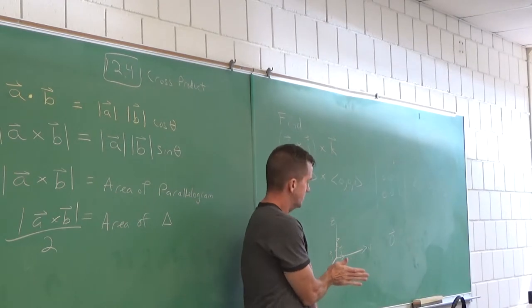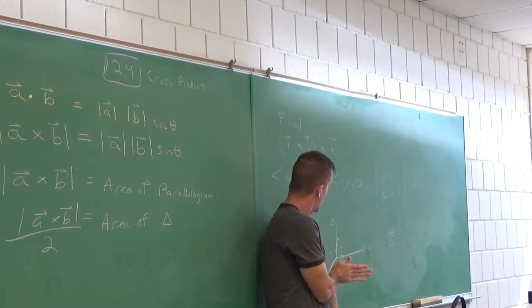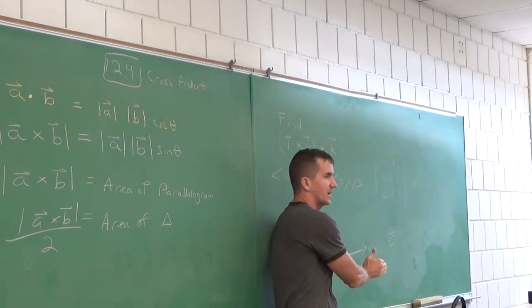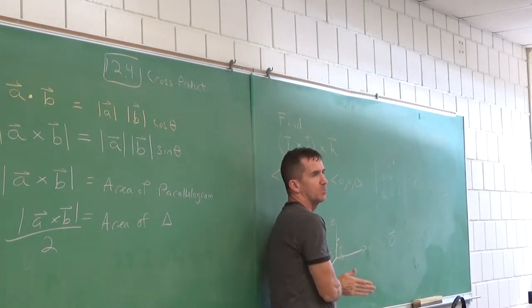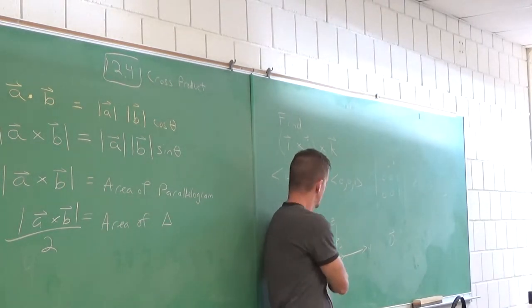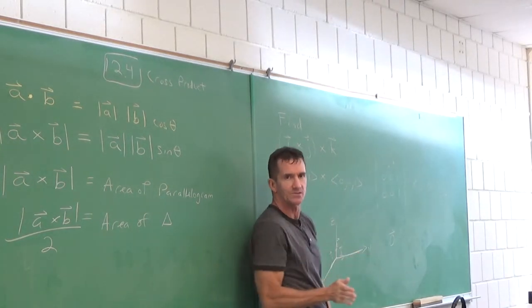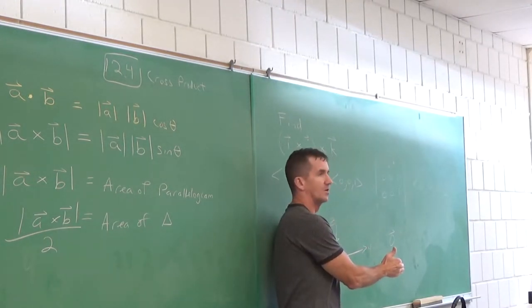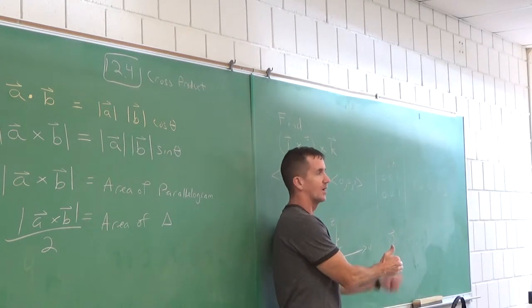So it'd be like this. Watch me do this. Here's vector I, and I'm going to curl towards J. Whatever way my thumb is pointing is the direction of the cross product. So I'm starting with the tips of my fingers on vector I, and I'm curling towards J. Which way is my thumb going? Up. So I cross J is going up.